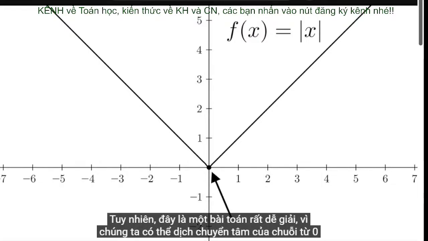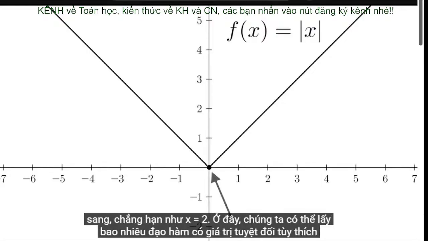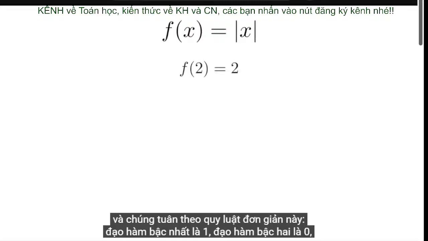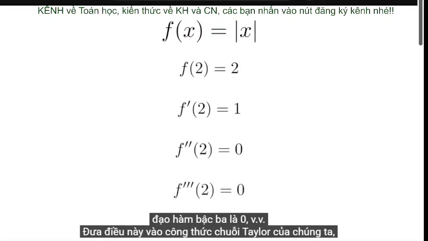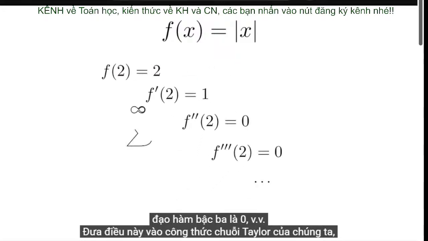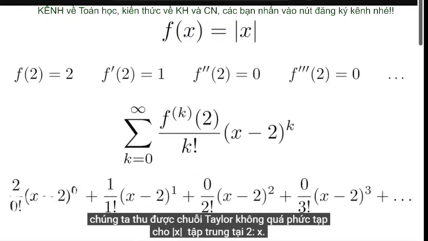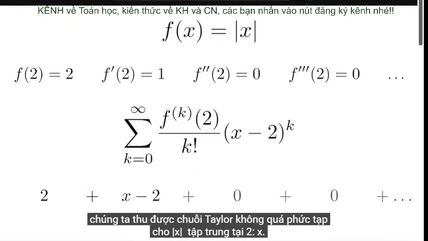This, though, is a very solvable problem, because we can just shift the center of our series from 0 over here to, let's say, x equals 2. Here, we can take as many derivatives of absolute value as we like, and they follow this simple pattern. The first derivative is 1, the second derivative is 0, the third derivative is 0, and so on. Putting this into our Taylor series formula, we obtain the not too sophisticated Taylor series for absolute value of x centered at 2: x.